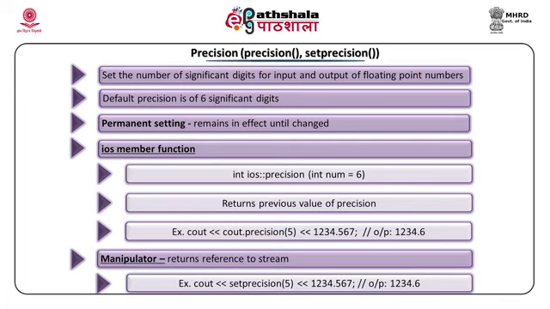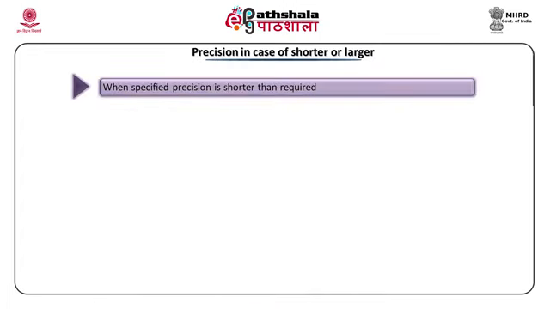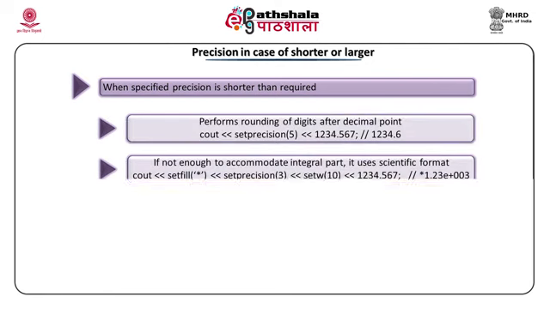Now, see my item to be displayed is 1234.567. So, it has 7 digits, but only 5 significant will be displayed. So, the output will be 1234.6. Here you can mark that it does rounding. That means, if the precision is shorter or larger, then what will be the effect? As we have seen, if the precision is shorter, then it will do rounding after the decimal point.